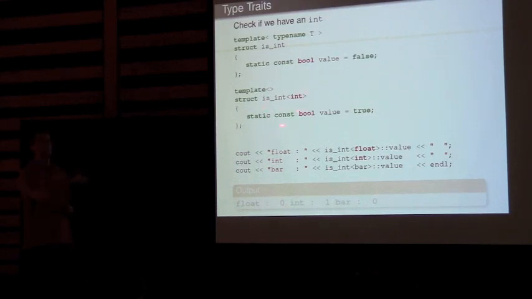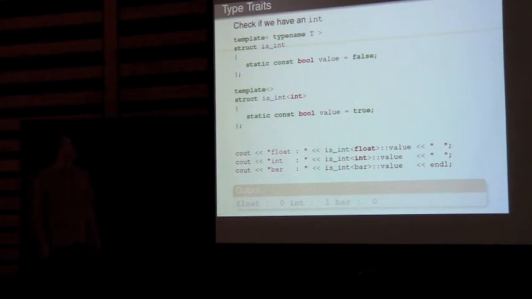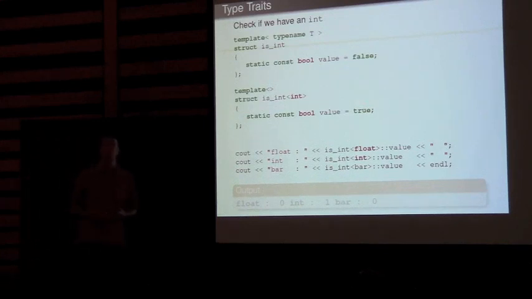So we're specializing with the int, and now we can set value to true. Anything else that we throw at this is going to take this version of it, and we're going to get false. But if it's an int, the compiler will match it here, and we're going to get true. Does this happen at runtime, or at compile time? At compile time. Again, modern C++, right? We try to get as much as possible done during compilation.